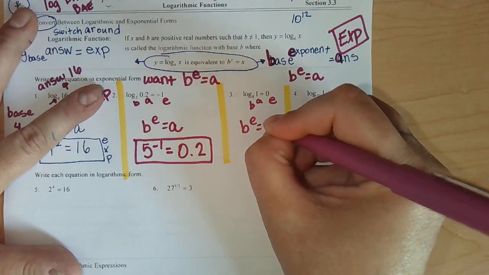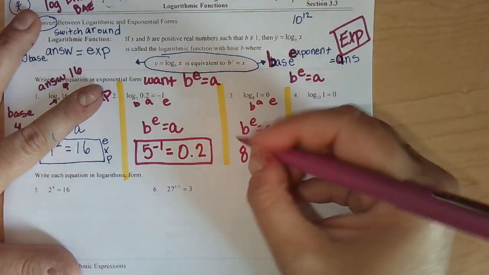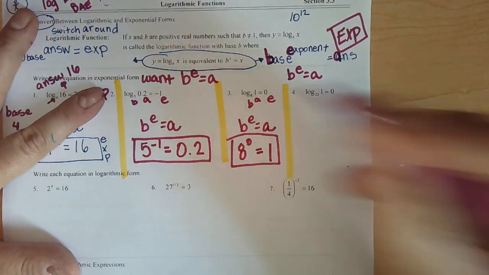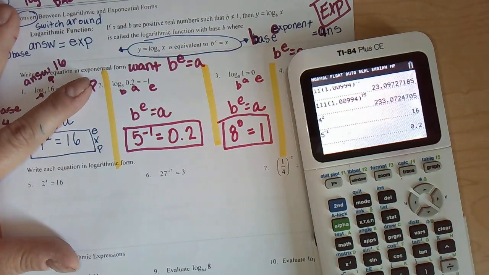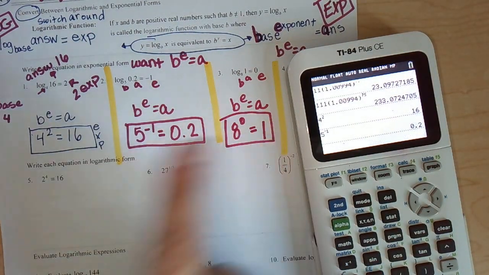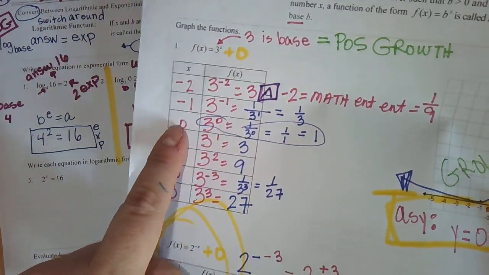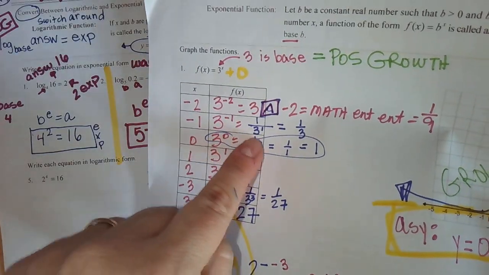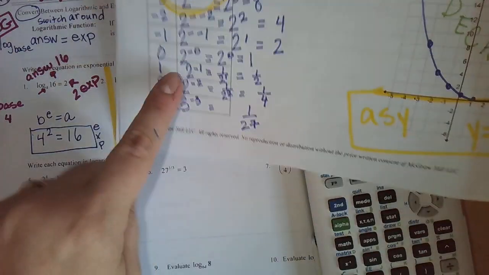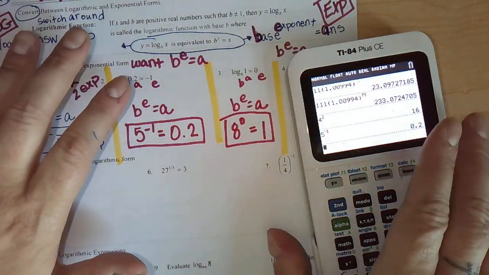b to the e equals a. So b is 8, e is that 0, and a is that big fat 1. And you're thinking, hold up, wait a minute, what? Something to the 0 power can be 1? Heck yes, it can. Remember when we were doing exponential functions and graphing? Anything to the 0 power, no matter what witchcraft or sorcery is in the middle, it always pops out a 1. So this 8 to the 0 is 1.